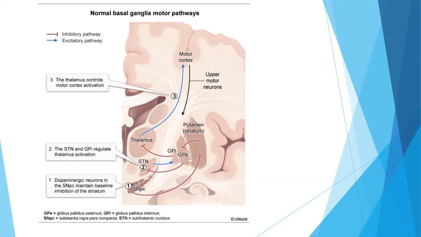Now, whenever there is a defect in this pathway, you have a very exaggerated inhibition of movement. And that is what is disordered in the case of Parkinson's disease, guys. So this is a rather important figure which tells that whenever there is an imbalance in the inhibition and activation of the excitatory or inhibitory pathways, that will lead to the development of Parkinson's disease.